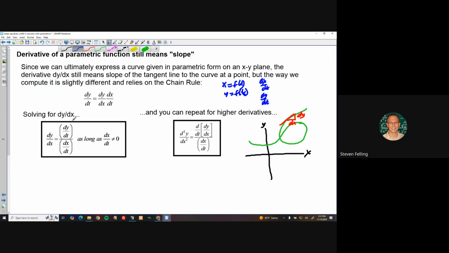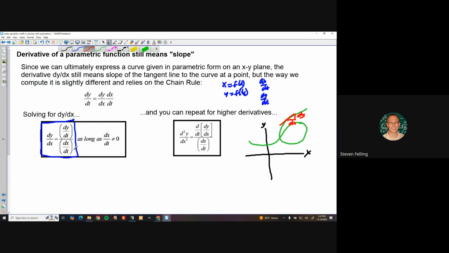So this is the key point: the derivative dy/dx on the xy plane, the slope of the tangent line, is the derivative of the y equation with respect to its parameter t, divided by the derivative of the x equation with respect to t. As long as the bottom derivative isn't zero, otherwise it would be undefined. It's easy to remember: if you structure it this way, the dt's cancel out, leaving you with dy/dx. So it makes sense that it would work that way.